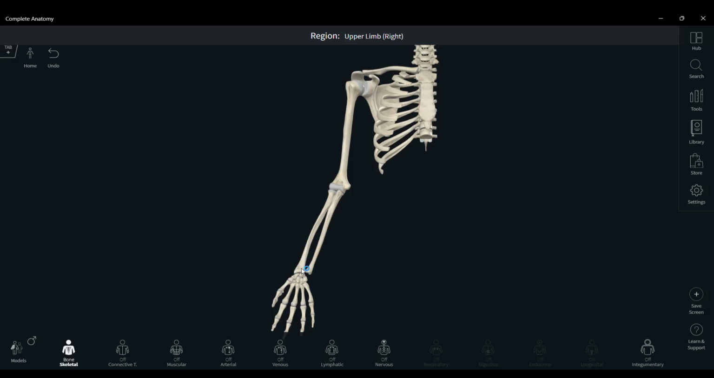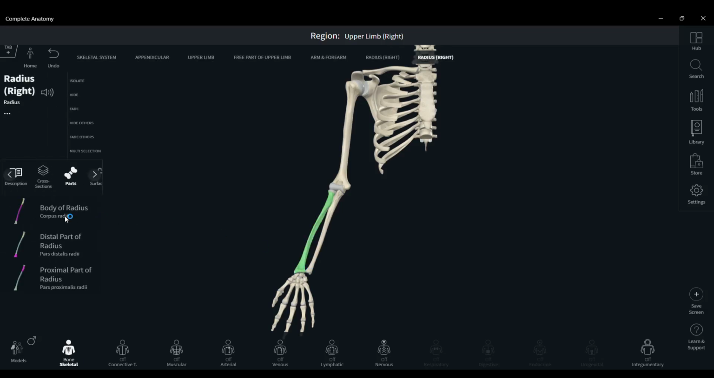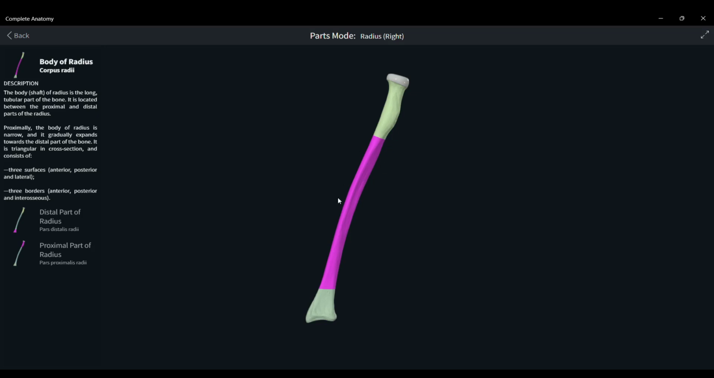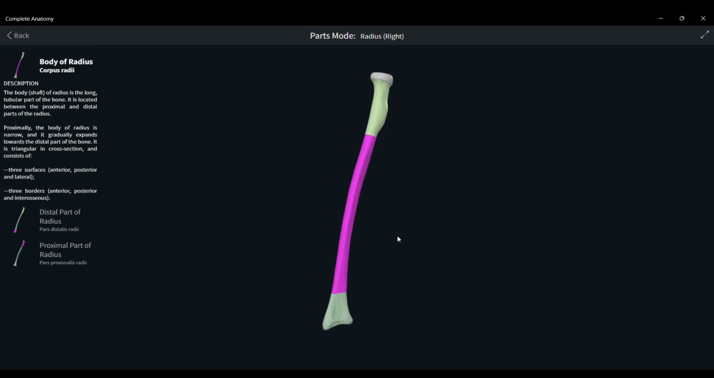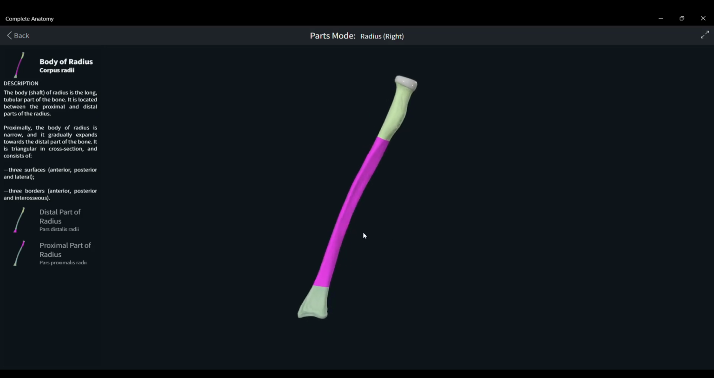Welcome. Let's turn to the radius. We begin with the shaft, the corpus radii. This is a slender bone. Proximally it is more cylindrical, while further down it takes on a triangular cross-section. Of the two forearm bones, it is the more mobile one, shorter than the ulna. It starts slightly lower proximally, but at the wrist it reaches a little farther.